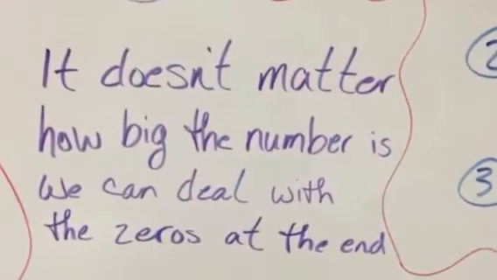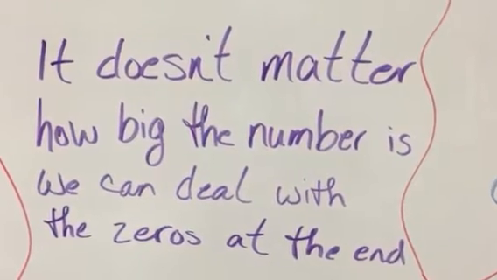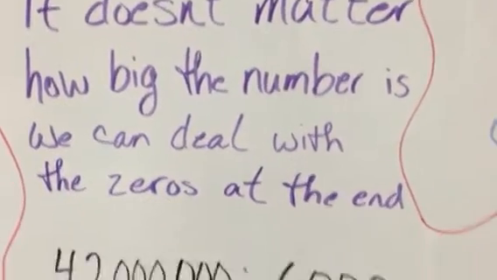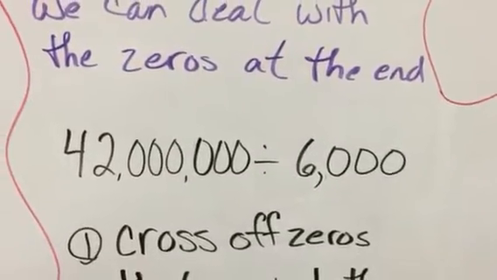Now, big message. It doesn't matter how big the number is. We can deal with the zeros just at the end of the problem. So I don't care if we have 42 million divided by 6,000. Watch how we do this.